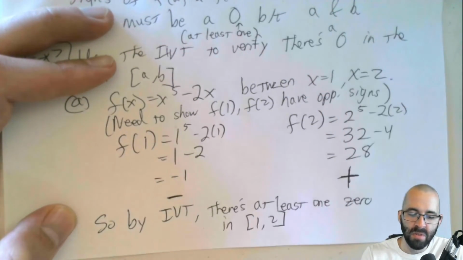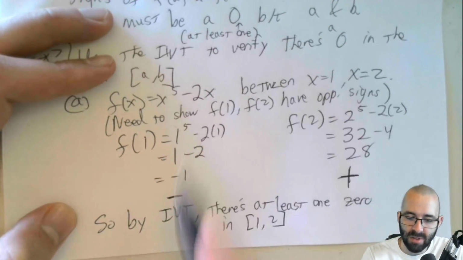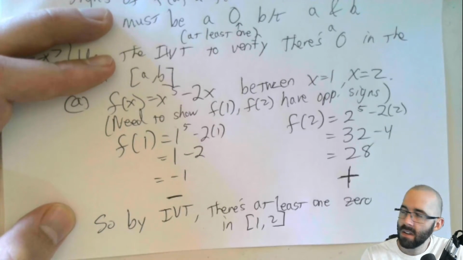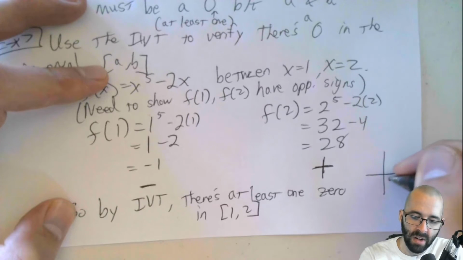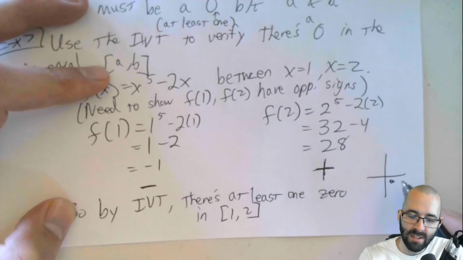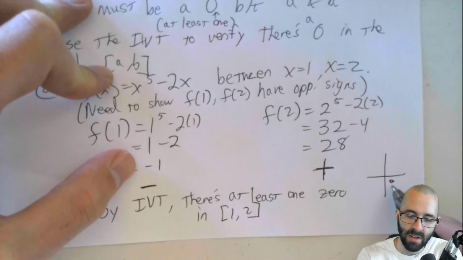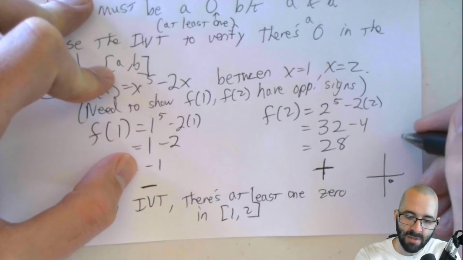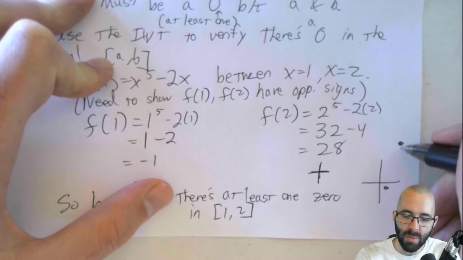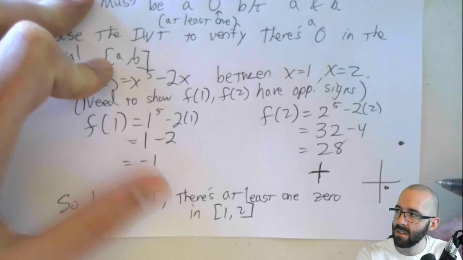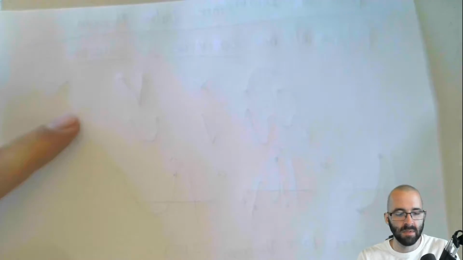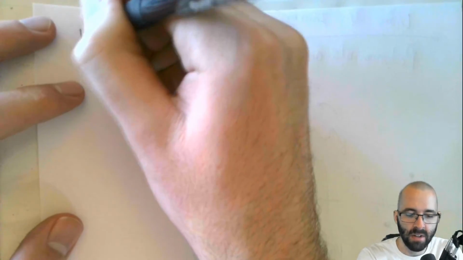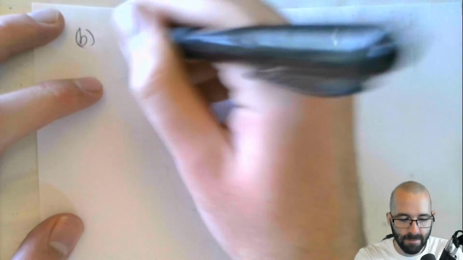This is kind of a proof, so there's not really an answer. The answer is all of our work. And again, what we have right here is, when x is 1, our function value is negative 1. When x is 2, our function value is positive 28. So somewhere in that interval, we must have crossed. That's what's going on right here.